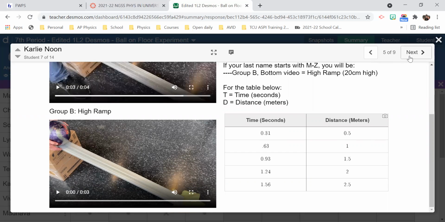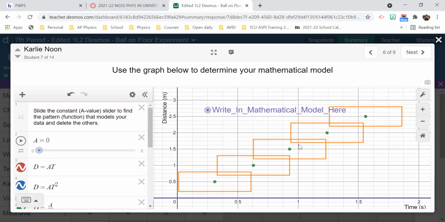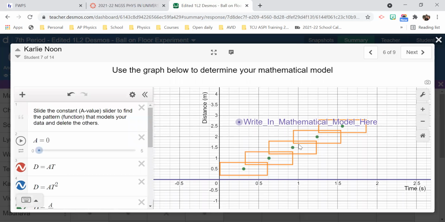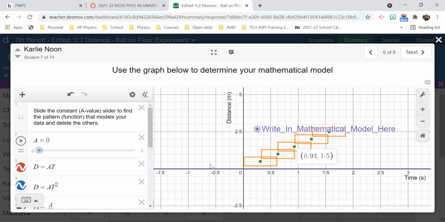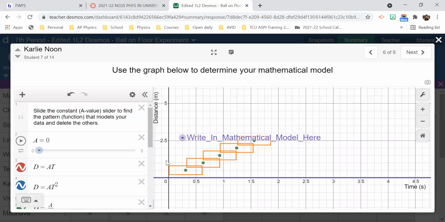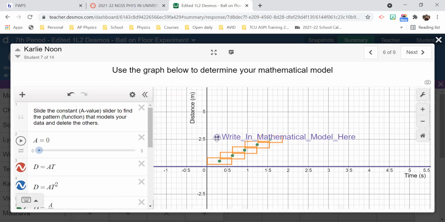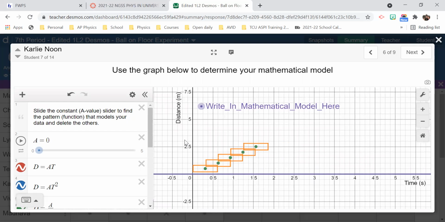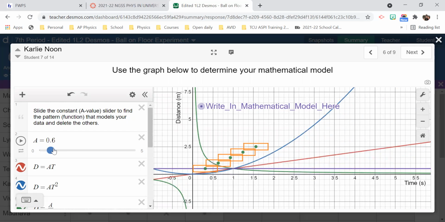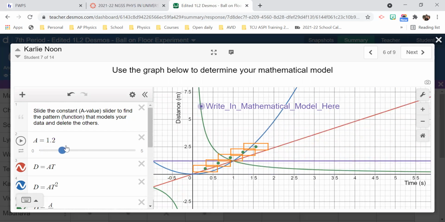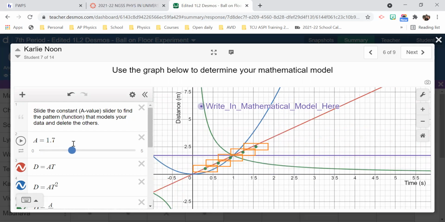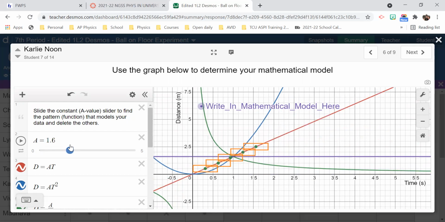So we're going to go to the next slide. And lo and behold, there are your data points from the previous graph. I'm just going to scoot it over a little bit and move my mathematical model equation up. Scooch that down. And now comes that A slider bar. Looking for one of those best fit lines to go through the majority of those data points. And it is about right there is pretty good.